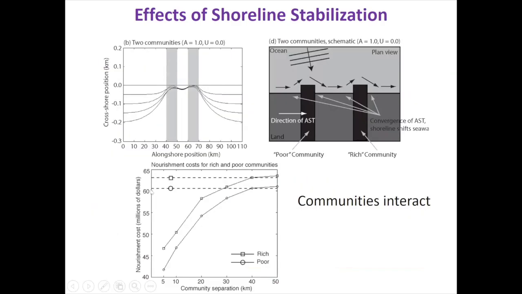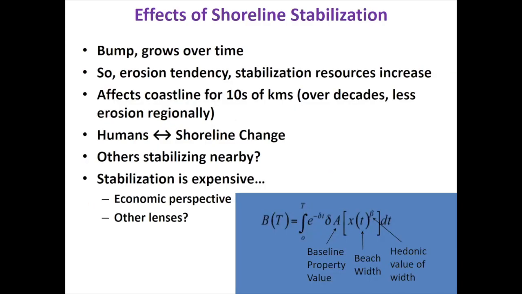So if there's other communities nearby, this is just some simple model results where we have two communities at a longshore position, and we can vary the distance between these two communities that are both stabilizing through beach nourishment, showing the shape of the coastline over time. And this is showing that the closer the towns are to each other, the less rapidly they have to expend resources to stabilize their shoreline. Details not greatly important here, but this brings up the point that this stabilization is really expensive.